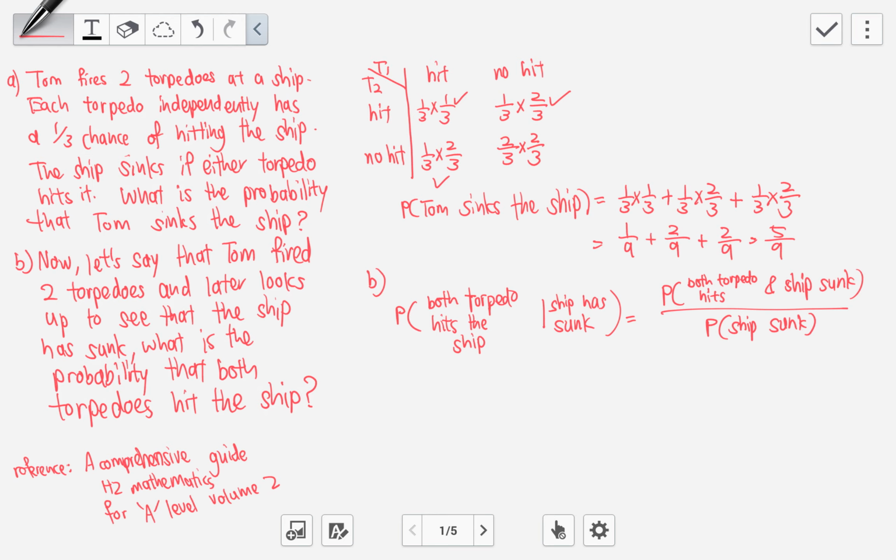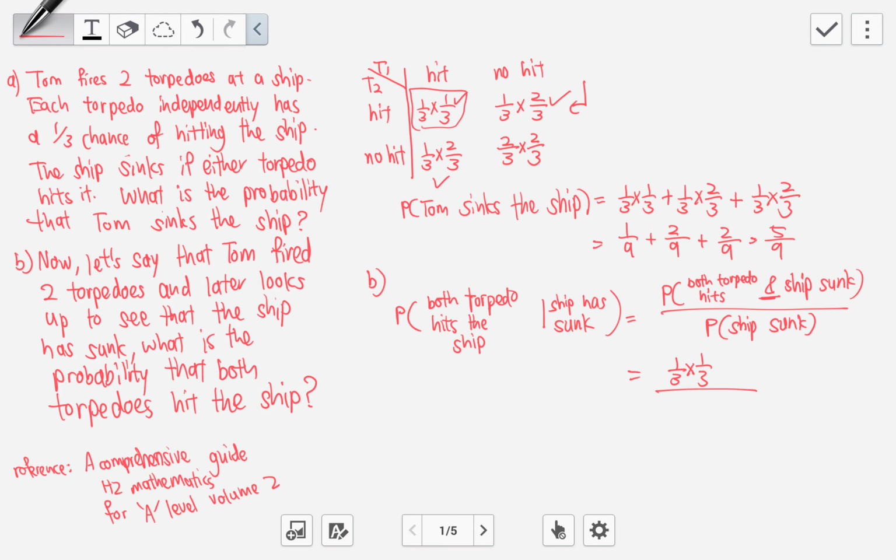In this case, both torpedoes hit and ship sunk is this case, right? 1/3 times 1/3. That's the probability of having the ship sunk and both torpedoes hit. This one is not, because this is only one torpedo hit, although the ship also sunk. We are talking about "and", that means both must happen. So that means only this case for the top.